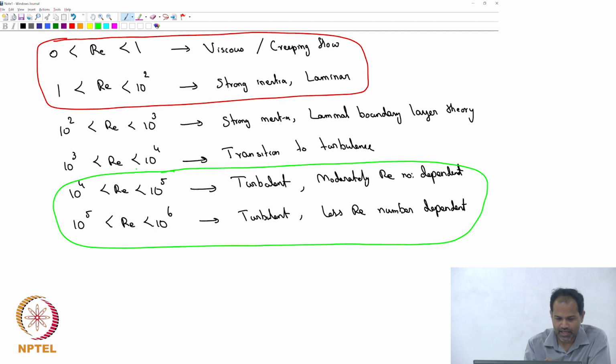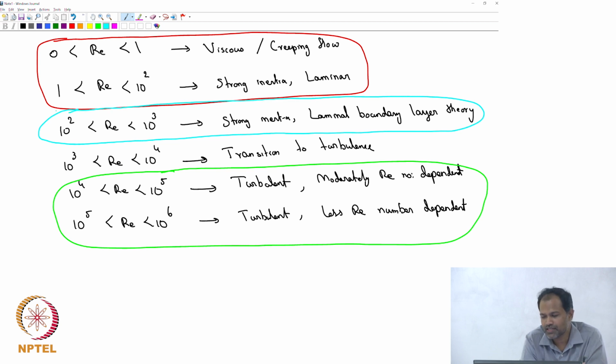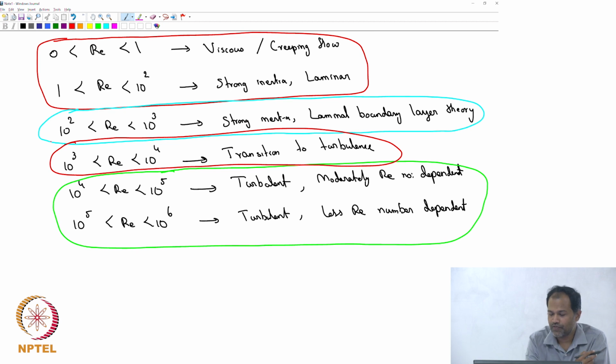Just to mention the regime that's in between: this is still laminar flow, but there is something called laminar boundary layer theory, which we probably will just touch upon towards the end of the class. Such theories are very useful in that Reynolds number regime. For the transition to turbulence, it is very difficult to do either theory or experiments in that regime, and typically what you do is you just avoid doing any design in that regime.